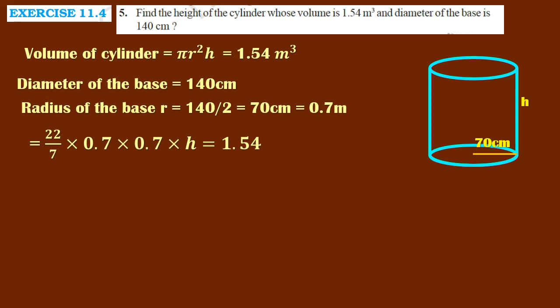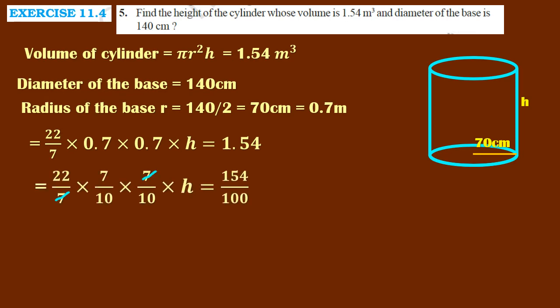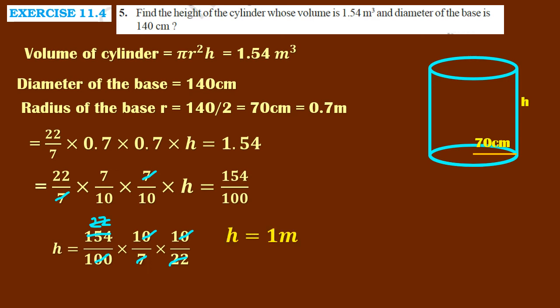Decimals are there. So if you want to make it a little more easy, instead of 0.7, you can put 7 by 10. And 1.54 you can put as 154 by 100. It's not necessary. You can do directly with the decimal, but if you feel a little tense that decimals have come, then you can do it like this. So the height of the cylinder is equal to, everything gone, yes, 1 meter. The height of the cylinder is 1 meter.